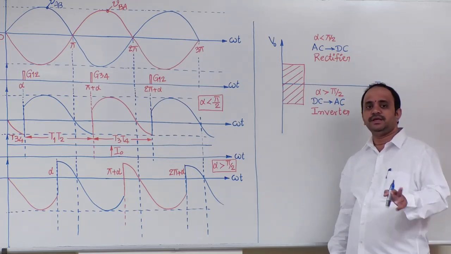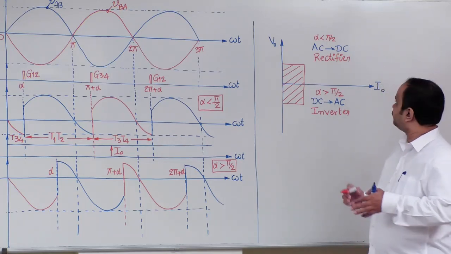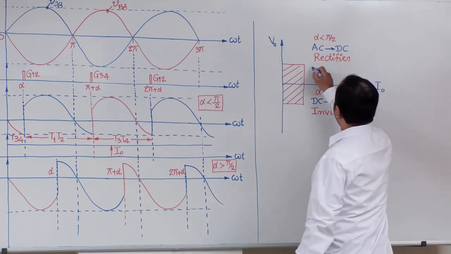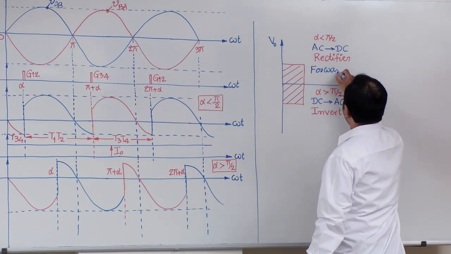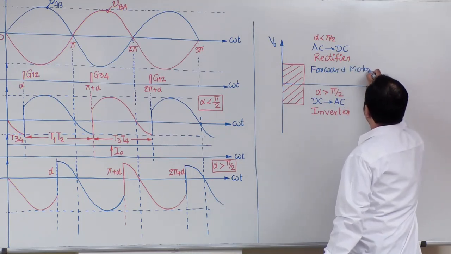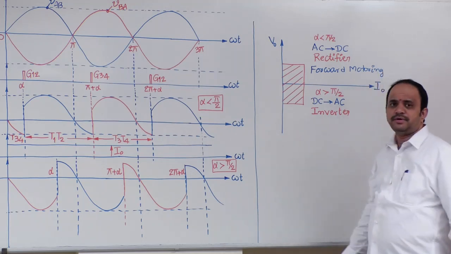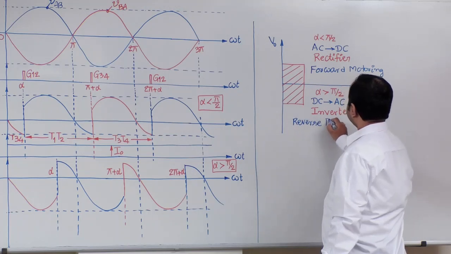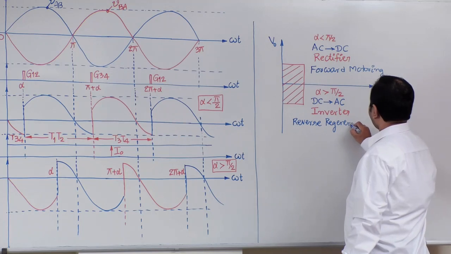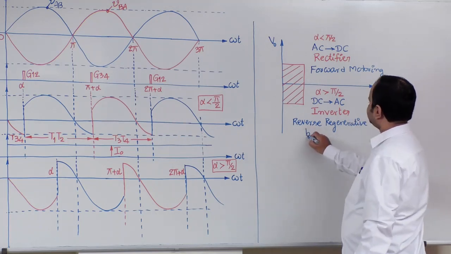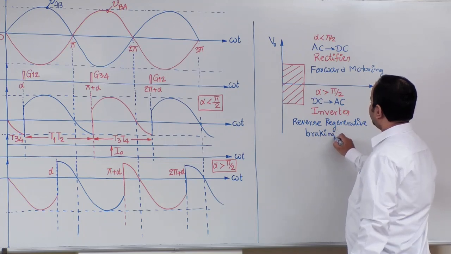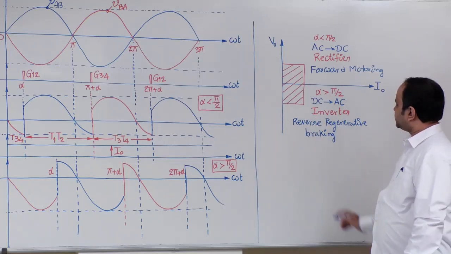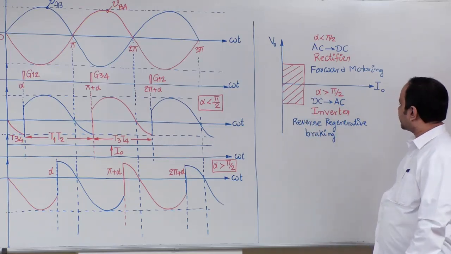Now, for example, if you consider the load as a DC motor, the first quadrant of operation is called forward motoring. The fourth quadrant of operation is called reverse regenerative braking, if at all the load is a DC motor. What the word reverse means, we'll discuss a little later.